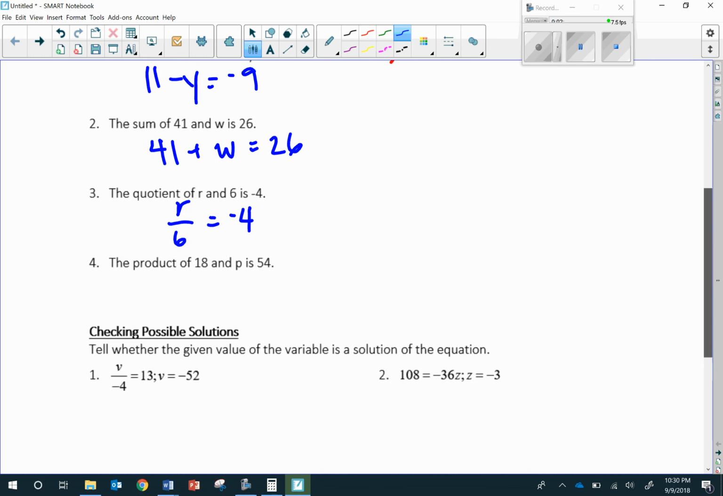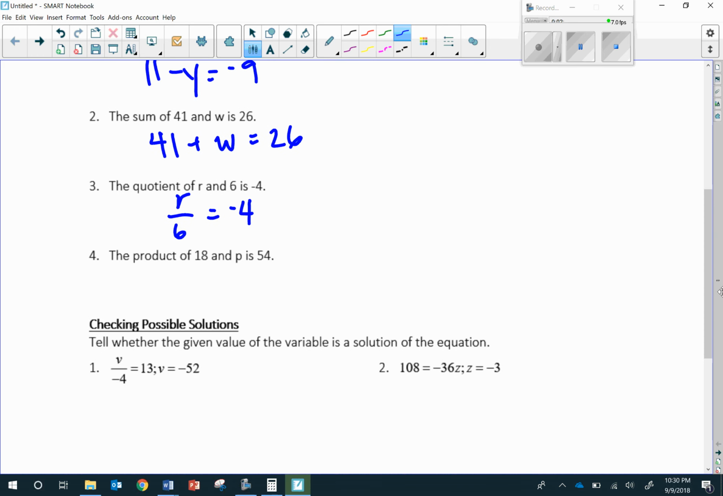Lastly, we have the product of 18 and p is 54. Product is the answer to a multiplication problem. So we can simply write that as 18p equals 54. Both 18 and p are factors, which when multiplied together give us a product of 54.